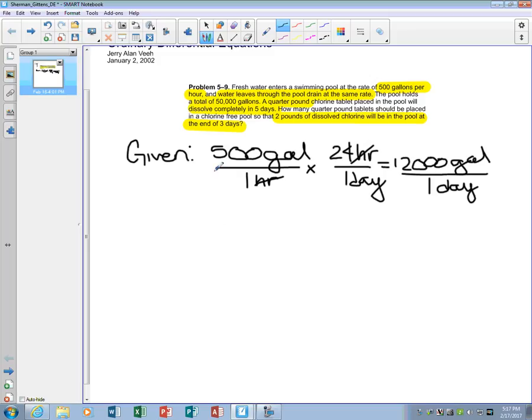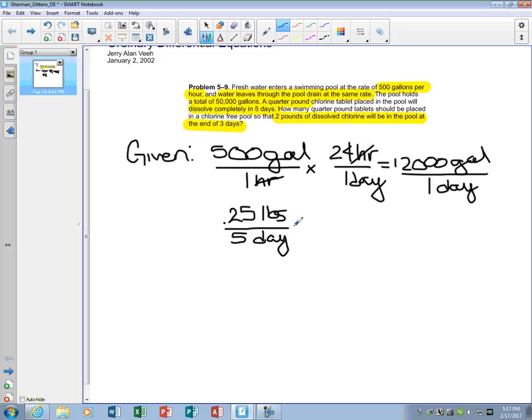Our next given is this chlorine tablet. What's the rate at which it gets dissolved? We know that rate is 0.25 pounds, a quarter of a pound, divided by 5 days. So every 5 days, a quarter-pound tablet will get dissolved. So we got that.